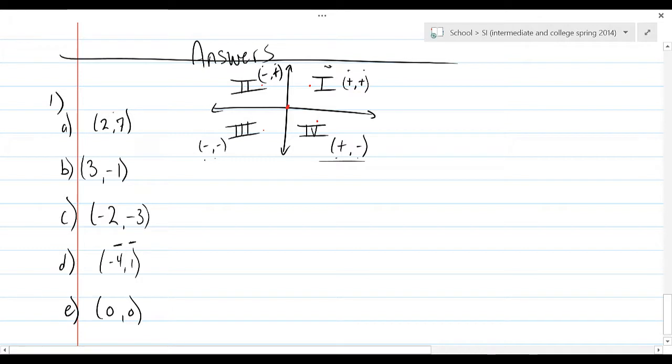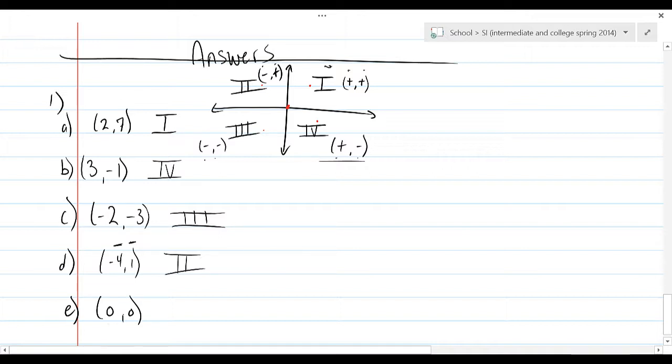So, 2 and 7, those are both positive numbers. Therefore, it lies in quadrant 1. Letter B, we've got 3, negative 1. Well, that's a positive x and a negative y. That's quadrant 4. I'm sure you can see how easy this type of question is. Both negatives, well, that's quadrant 3. We've got negative 4, 1. That is quadrant 2, it looks like. So we'll say quadrant 2.